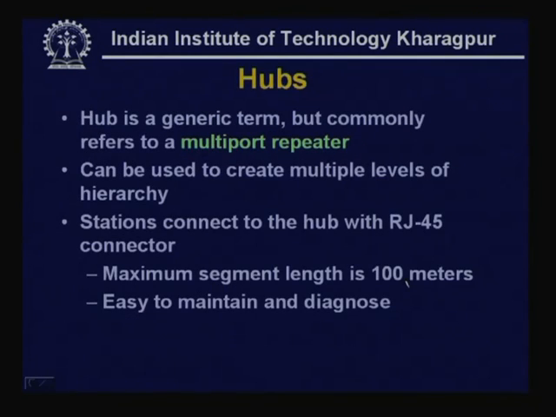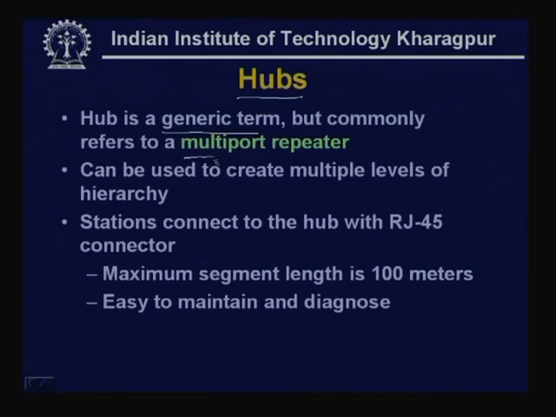Now, another version of the repeater is usually called a hub. Hub is a generic term for a point from where signals originate, are generated and received. But here by hub we commonly refer to a device known as a multi-port repeater. Essentially it is a multi-port repeater.